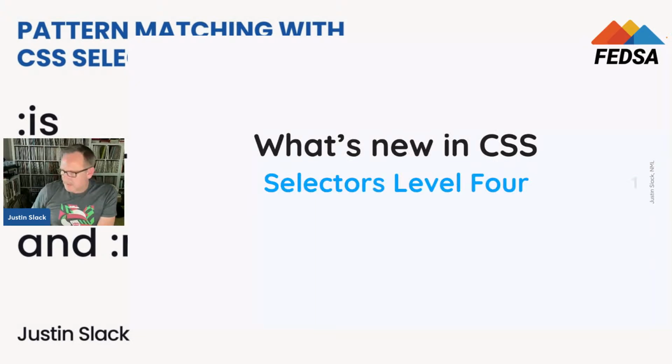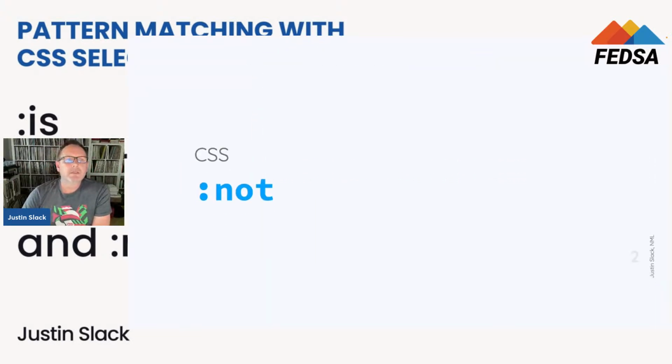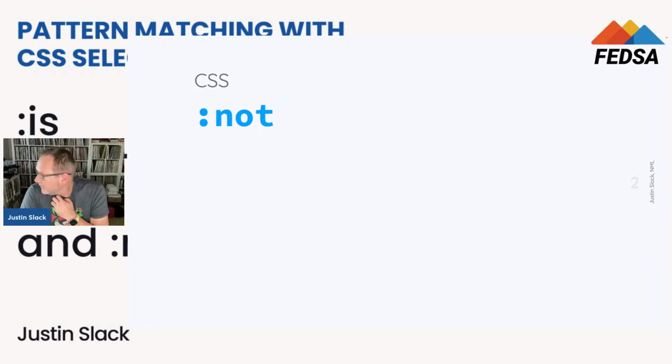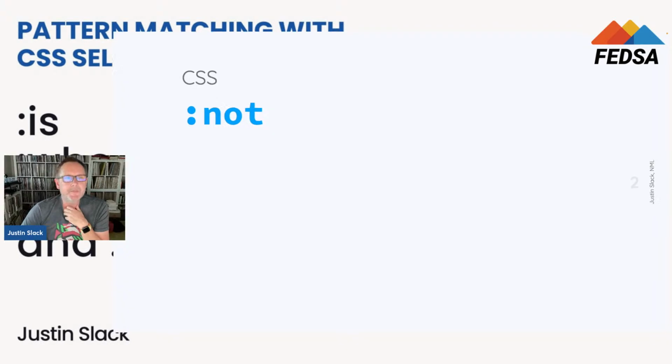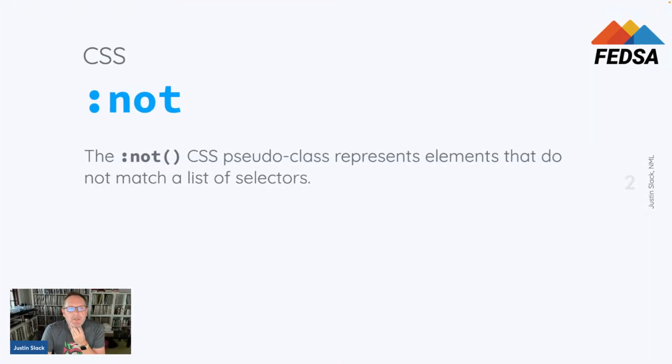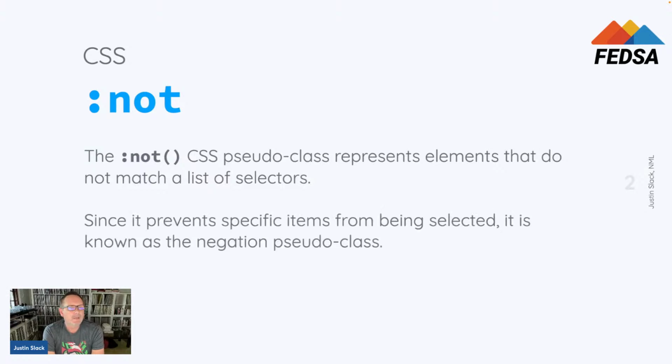Okay, so what's new in CSS Selectors Level 4? There are four things I want to cover here: :not, :is, :where, and :has. And we're going to start with :not. This might be one that people are familiar with because we've been able to use it for quite a while. The :not CSS pseudo-class represents elements that do not match a list of selectors. Since this prevents specific items from being selected, it's commonly referred to as the negation pseudo-class.